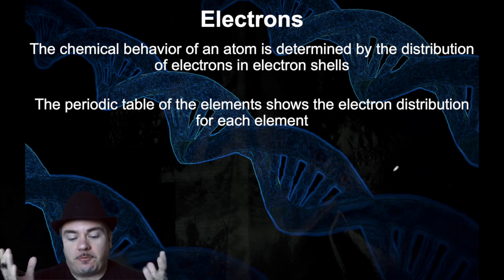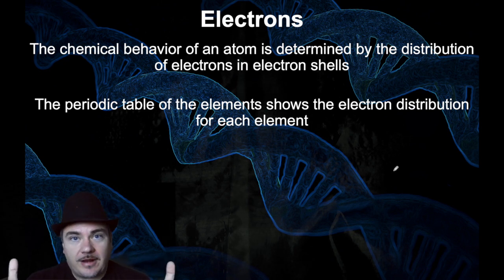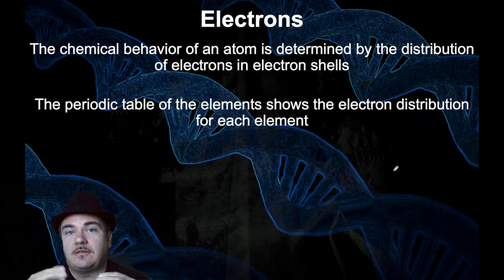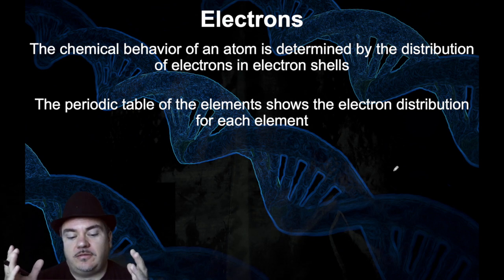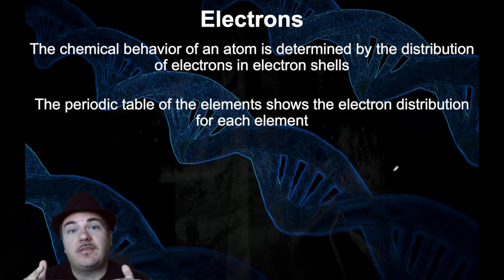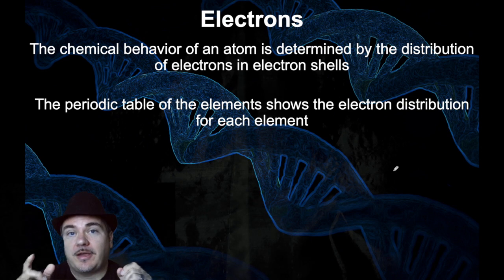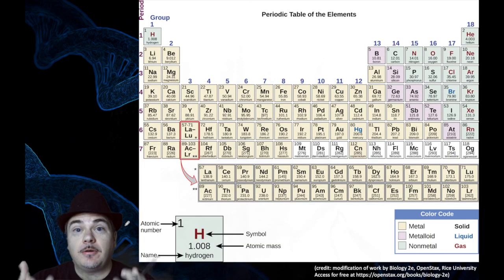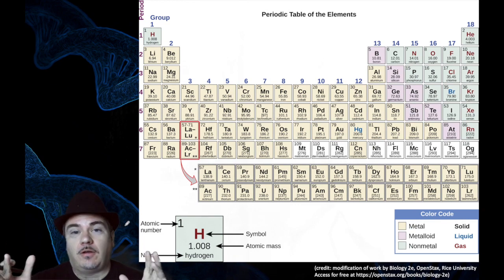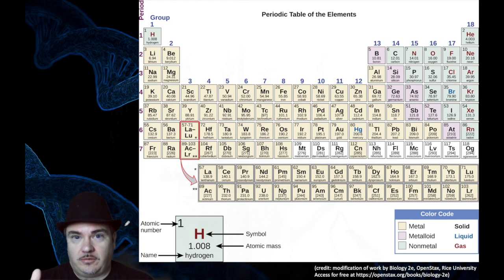Now, there's a way of representing all the different elements and actually representing the distribution of the electrons in the electron shells, and that's through something I guarantee you've seen before, which is called the periodic table. So here's an example of the periodic table. Now there is a lot of information in the periodic table. We are definitely not going to cover all of it. If you want to learn all the details about the periodic table, take a chemistry course.